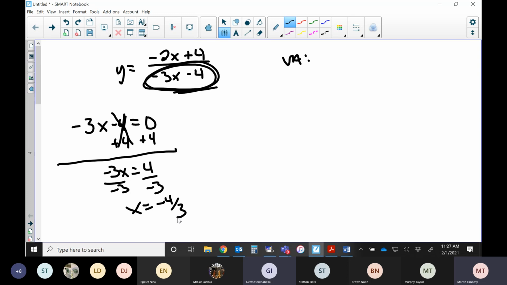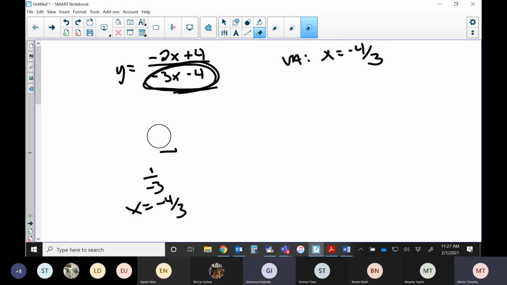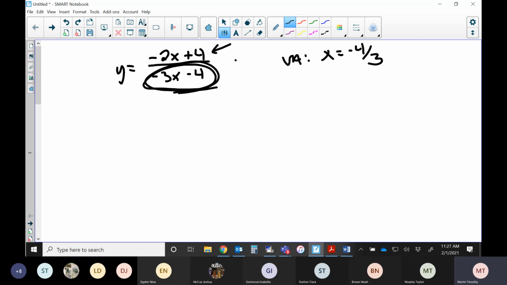So x equals negative 4/3 is my vertical asymptote. Now, I know that it's not a hole because I can't factor this or this any further, which means nothing's going to cancel out. So since I can't cancel anything out, I know it's a vertical asymptote.